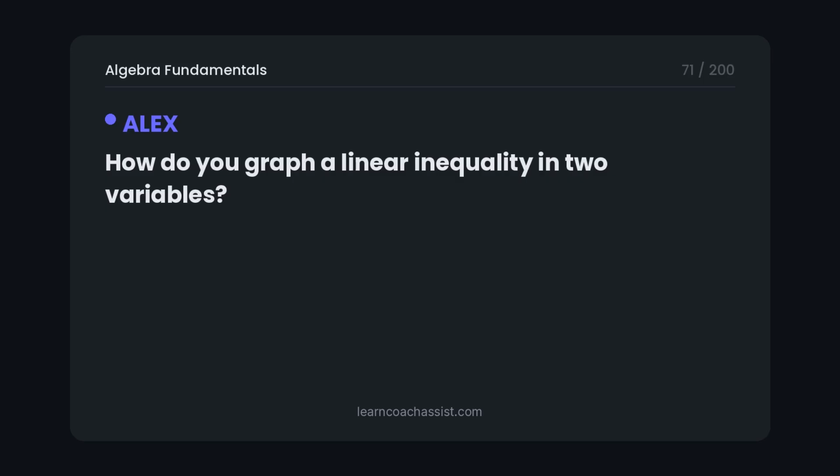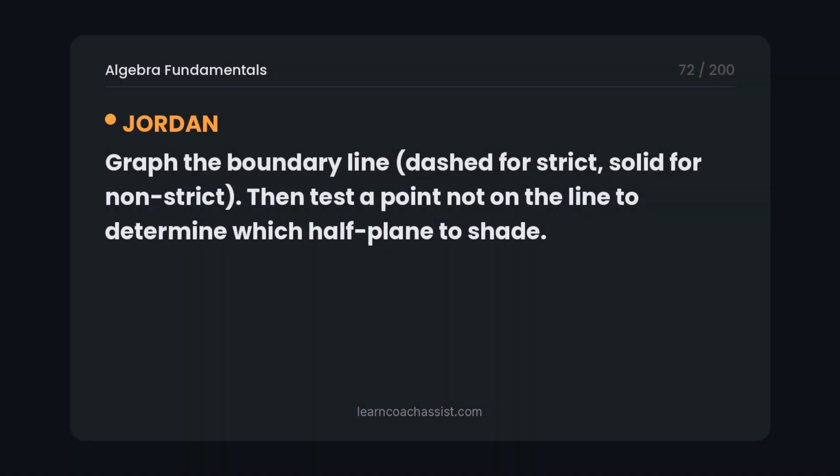How do you graph a linear inequality in two variables? Graph the boundary line, dashed for strict, solid for non-strict. Then test a point not on the line to determine which half-plane to shade.